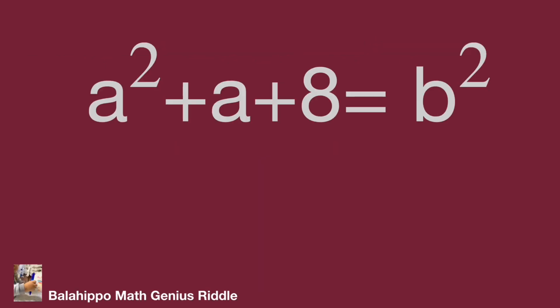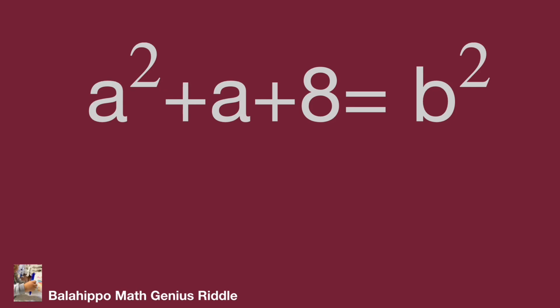Look at the given information: a squared plus a plus 8 equals b squared. If you want to find the values of a and b, you should go through the number 8. So 8 could be the sum of certain items, or the product of certain items. At the same time, we look for other information.